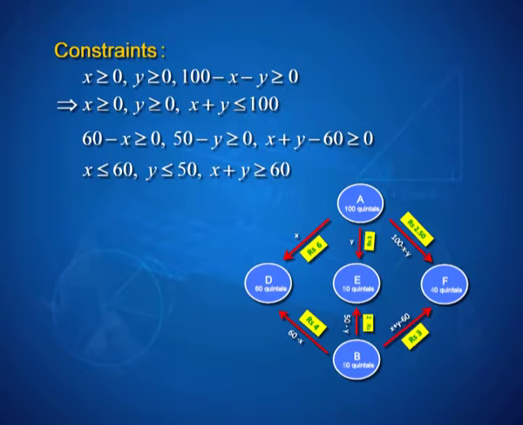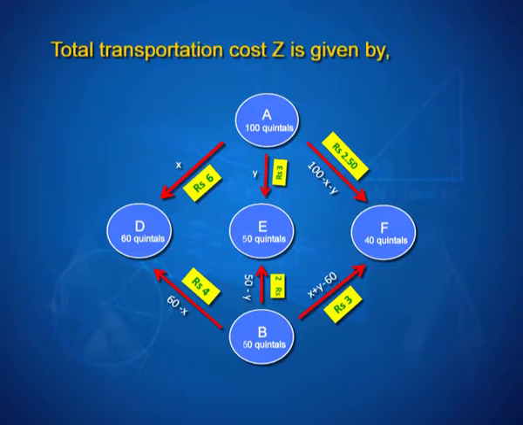Similarly, 60 minus X, 50 minus Y and X plus Y minus 60 must all be greater than or equal to 0. Rewriting, I get 3 more inequalities. So, these are going to be 6 constraints under which we want to now minimize the total transportation cost. And what is the total transportation cost?